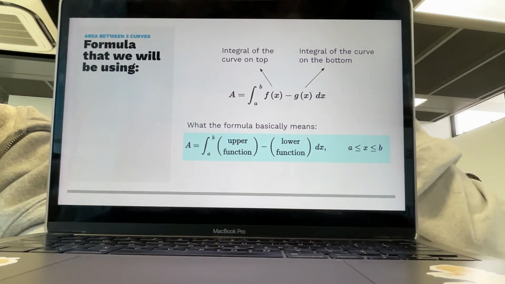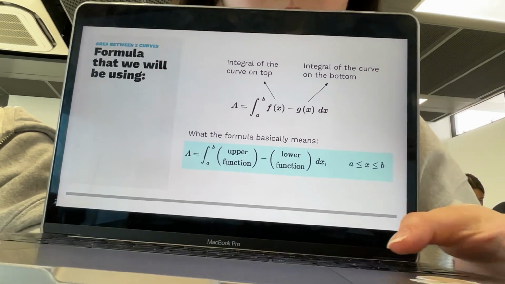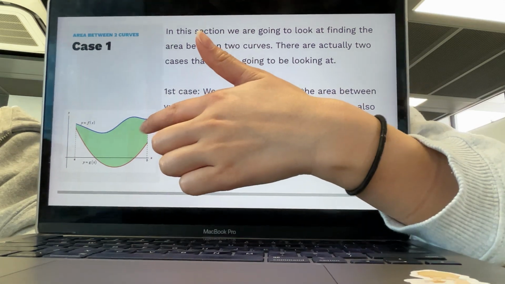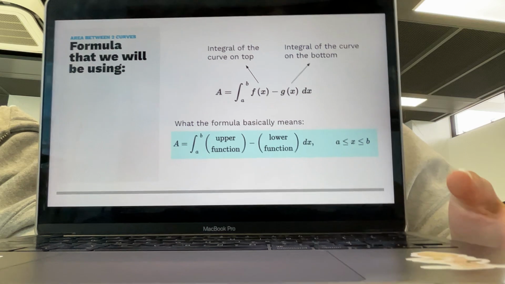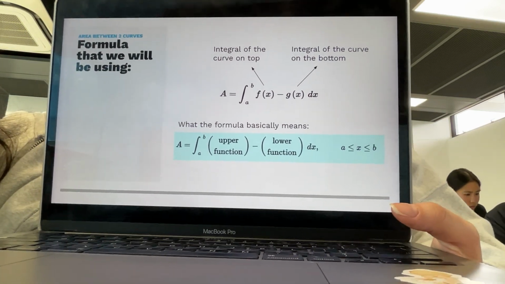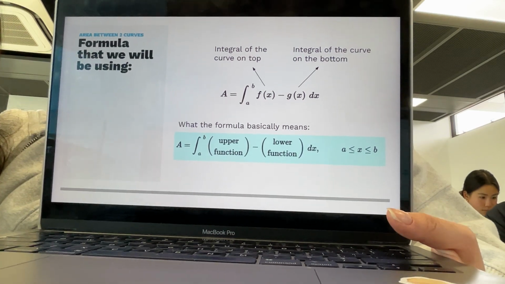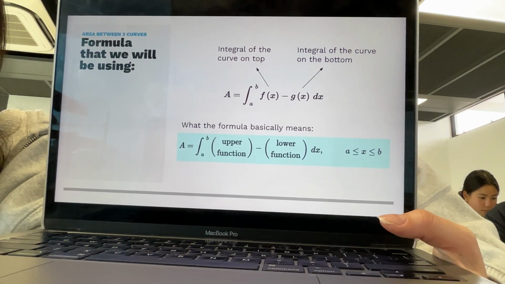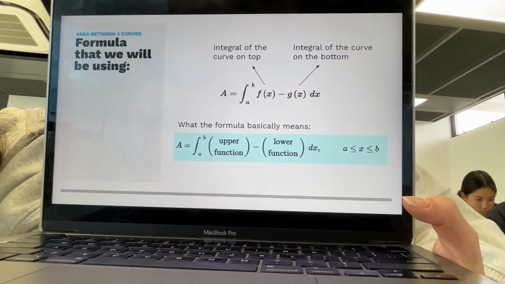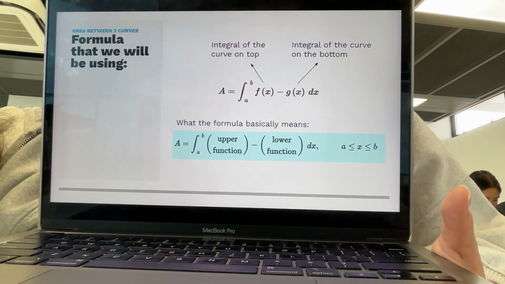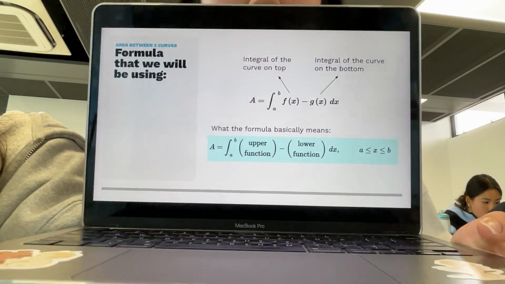We can also use this formula to determine the area between the curves. As you can see from before, this would be f(x) and this is g(x). You can find the area between using this formula. The formula is telling you to subtract the integral of the bottom from the integral of the curve on top, as illustrated by the formula written here, and the bottom is an illustration of what the formula actually means.